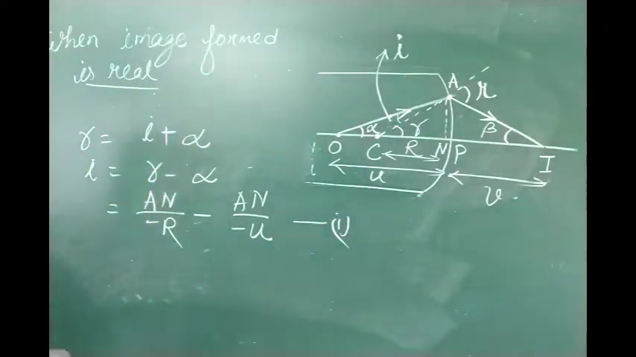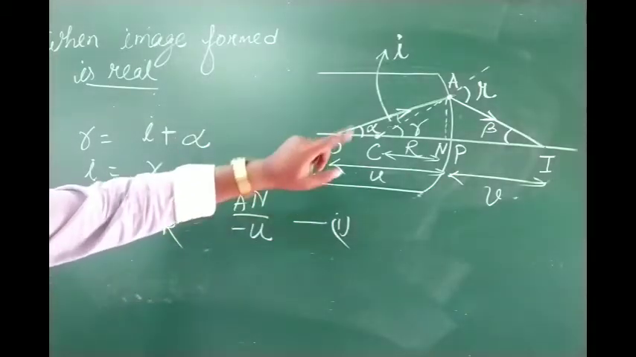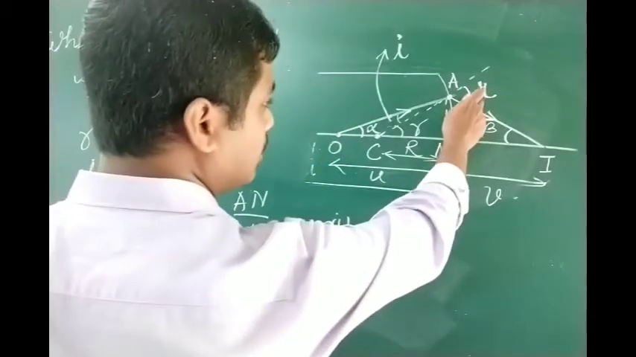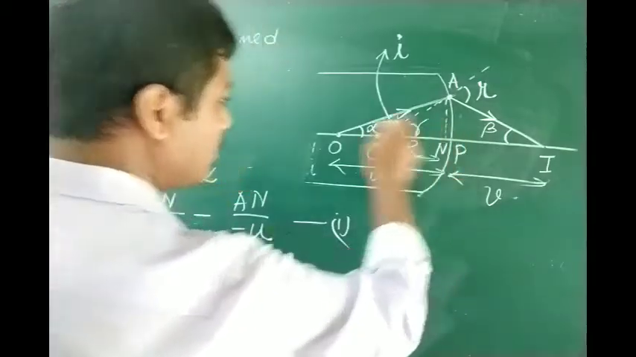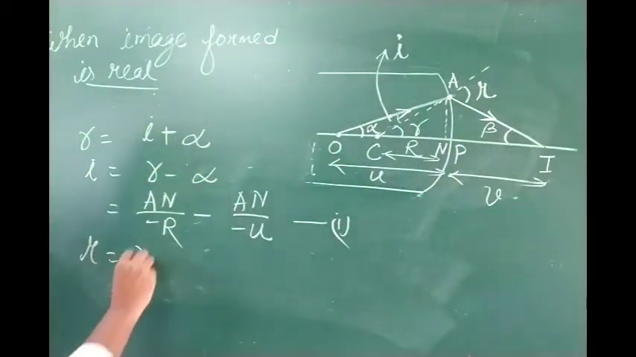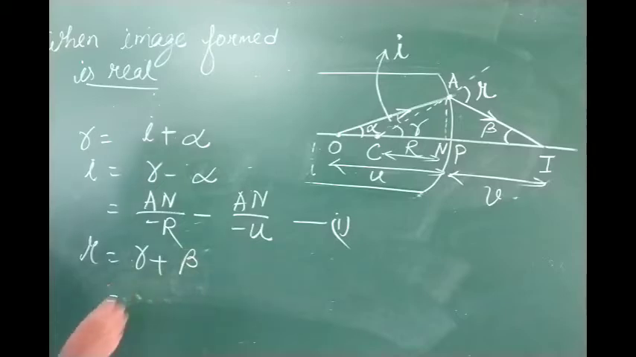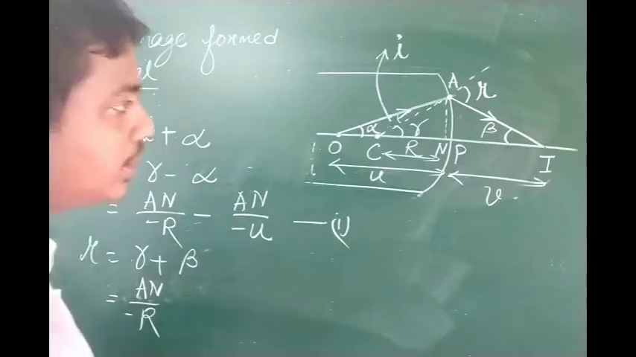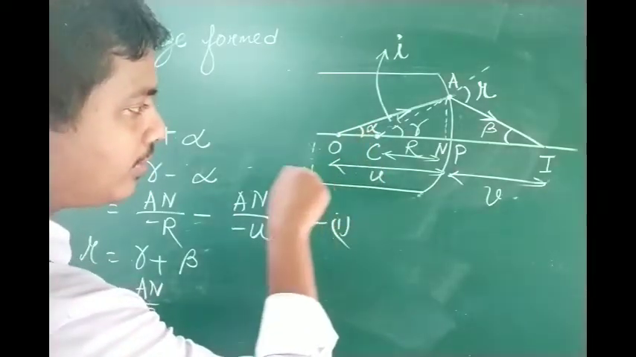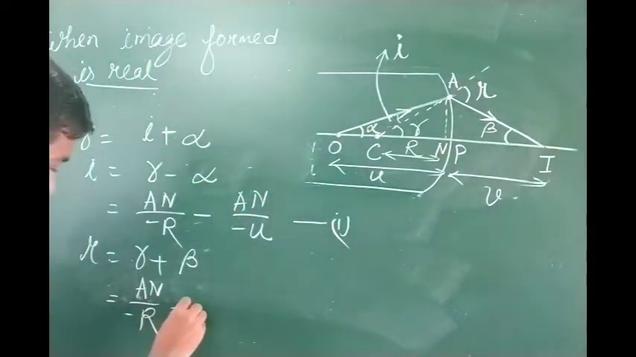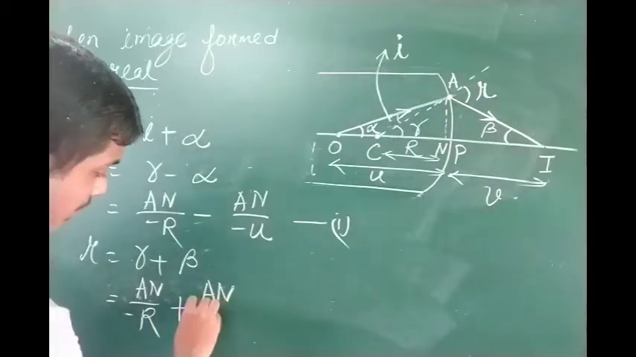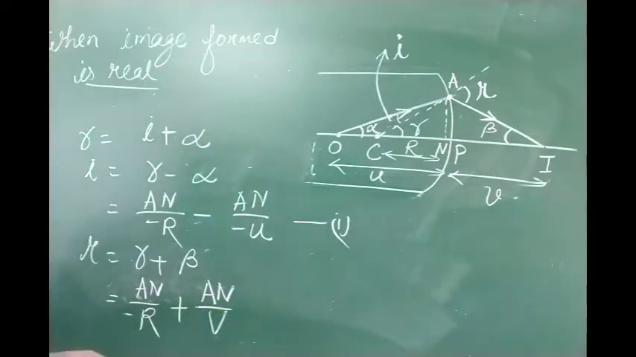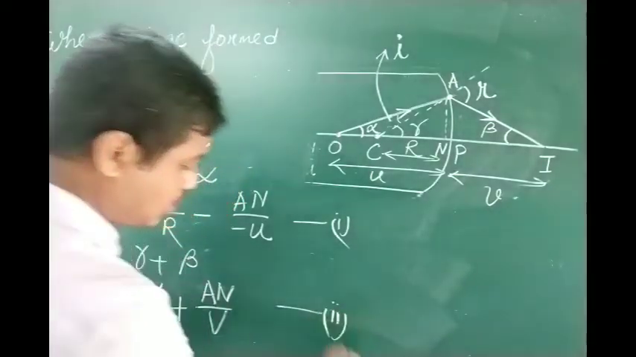Similarly, if I want to calculate the value of r, you can see this angle r we can write as equals gamma plus beta. r will be equals to gamma plus beta. So gamma we have h by minus r, and beta we have the beta angle, h by ni plus h divided by v. So h by minus r plus h by v, we can mark this as equation number 2.